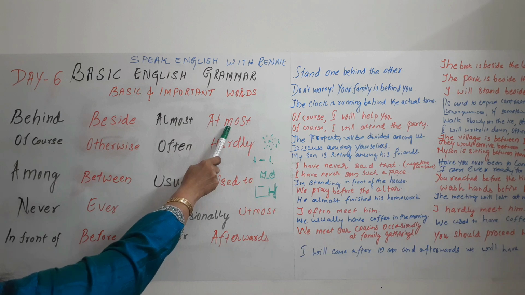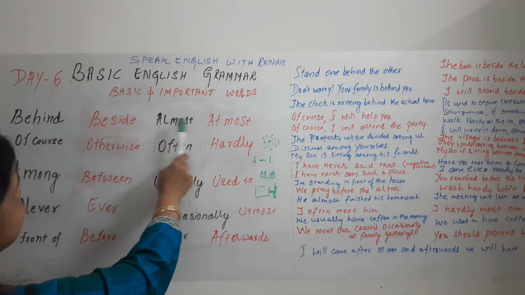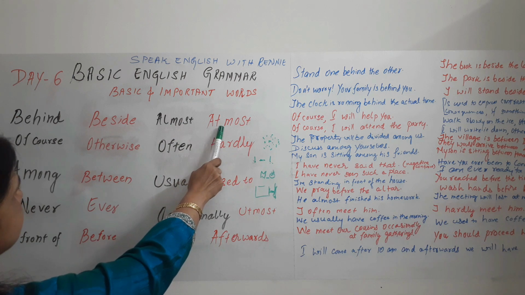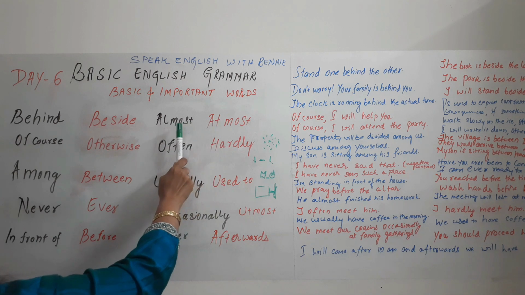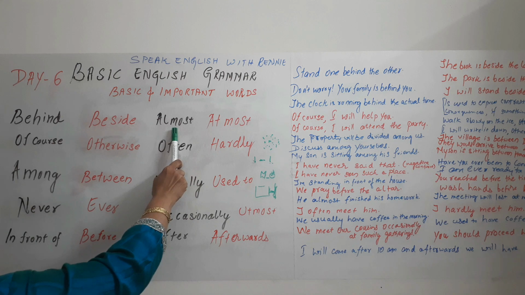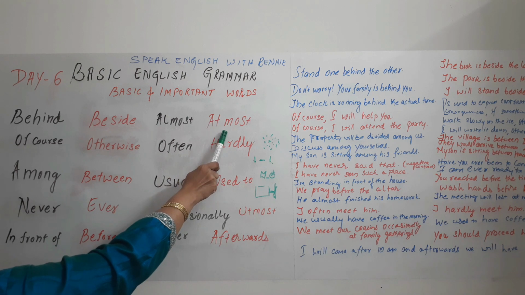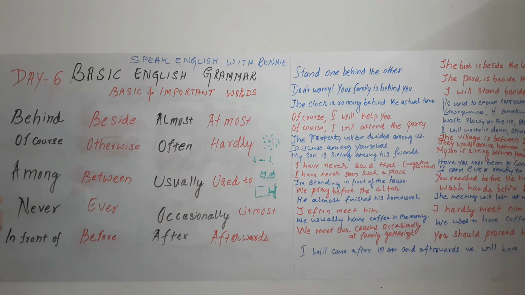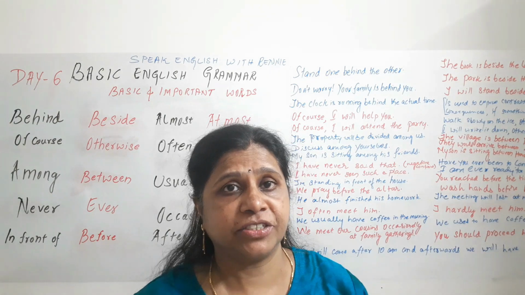Almost and utmost. Here all spellings are the same, only here L is there, here T is there, and here a space is there. Almost and at most. How to use this almost? Almost is close proximity to a state or an event, but not reaching the particular thing. At most is nearby but not entirely. So almost is close proximity but not reached.